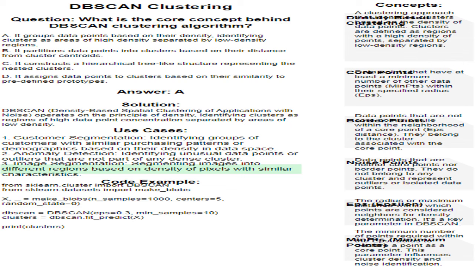We continue this process for all points, ultimately identifying core points, border points, and noise points. DBSCAN will then group core points and their associated border points into clusters. This density-based approach allows for identifying clusters with irregular shapes and handling outliers effectively.